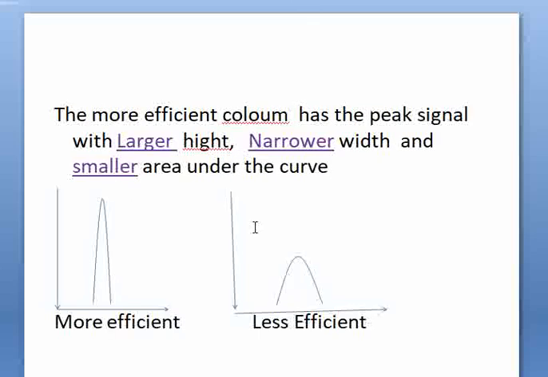Here these are the two signals I have put here. The height is larger, it is more efficient. The height is lower, it is less efficient. If it is narrower, if the width is narrower, it is more efficient. If the width is wider, it is less efficient. If the base area is smaller, it is more efficient. The base area is larger, it is less efficient. So from these also we can say the efficiency of the column.